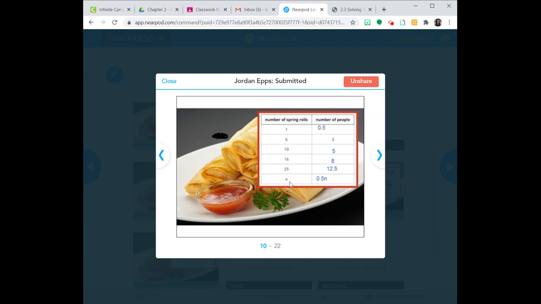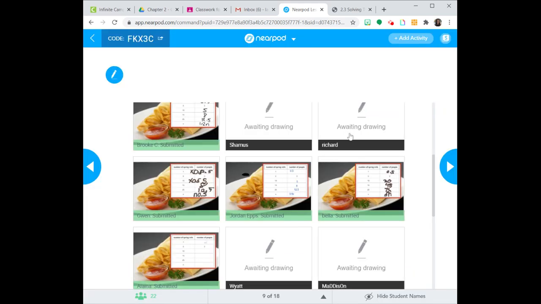So again, when we're filling in that bottom row, if you see that variable, it's saying, tell me what I do if I have no idea how many spring rolls I have, but I need to figure out how many people. So what the right side of that is saying is that you're going to take 1/2 and multiply it by how many rolls you have. You did really well on that.